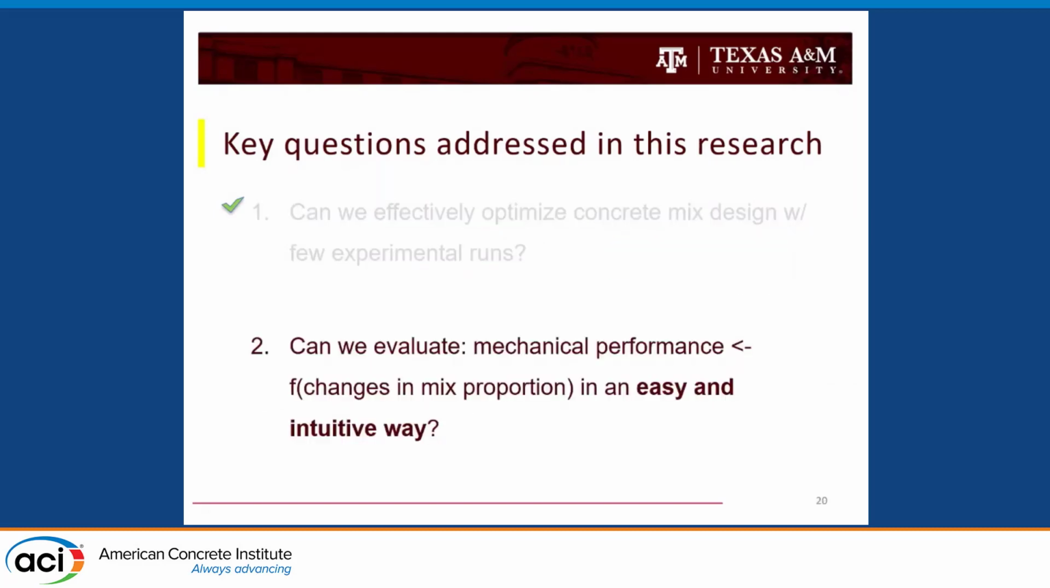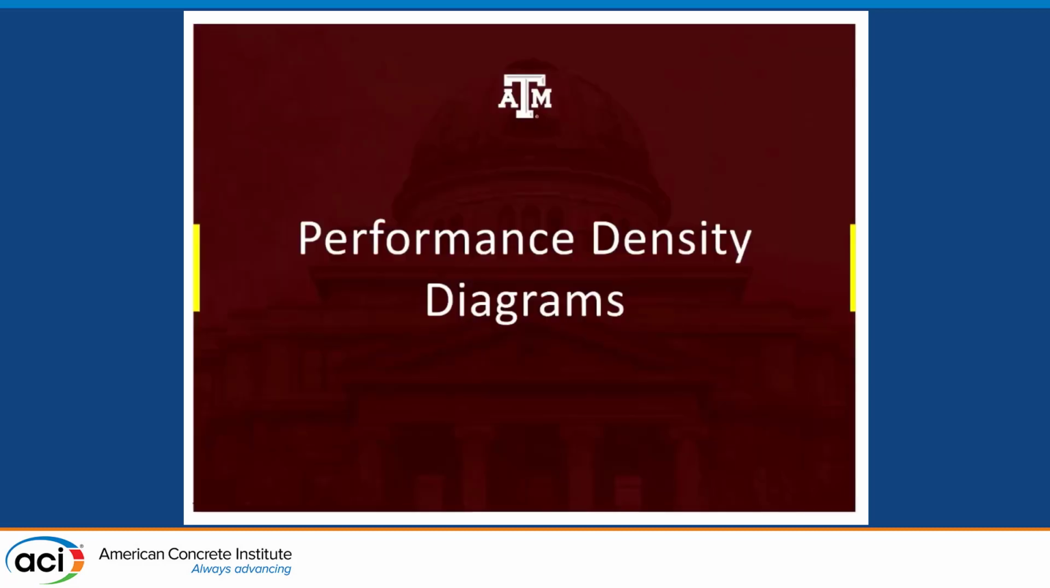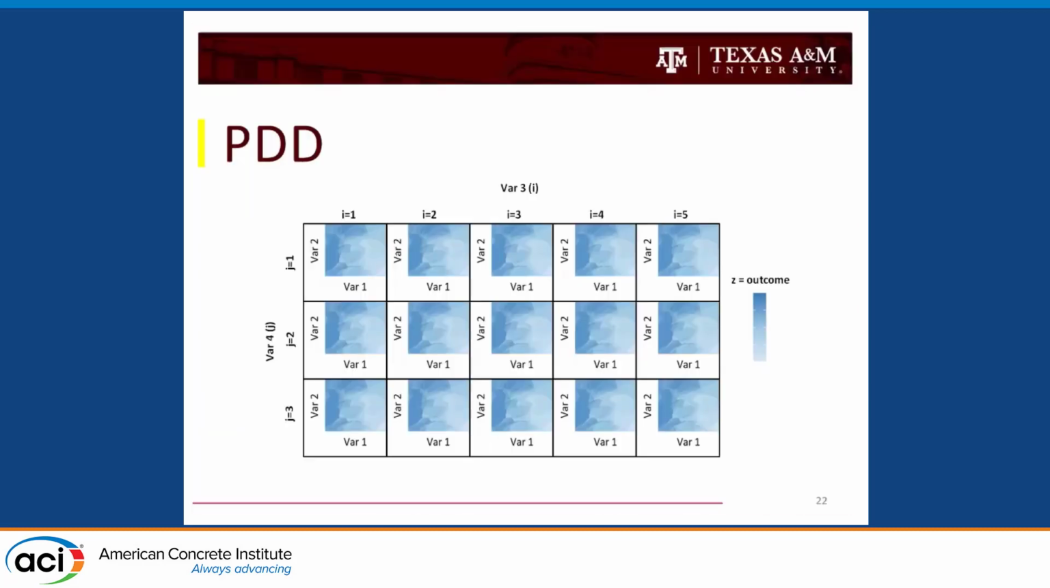But now, to answer the second question, can we evaluate mechanical performance as a function of the changes in mix proportion in an easy and intuitive way, without having to just rely on the black box nature of the AI model and the accuracy parameters that we typically deal with, residual mean squared error, the standard deviation, and all of that. So the performance density diagram is basically just a diagram resembling a matrix of contour plots, where your variables are in the x and y axis, the most important variables, and the ones that have the least impact in your response, you can place them as in blocks in your diagram, and the outcome is the density of the diagram.